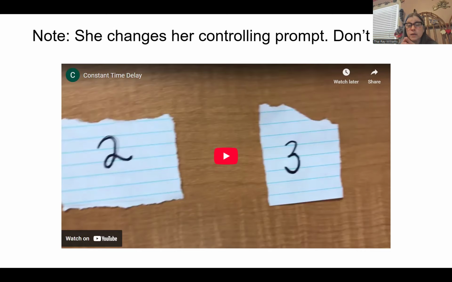She changes from modeling by touching the number in her 0 second delay round, but then when she moves to her X second delay round, she taps it. And those are not the same prompt. So I'm not sure what the controlling prompt is, but she changes between the 0 second and the X second. Just be aware of that. However, she does a really good job with the rest of her delivery, with her reinforcement, with her error correction. So make sure you keep an eye out for all of those things, okay? Let's watch number identification taught using constant time delay.